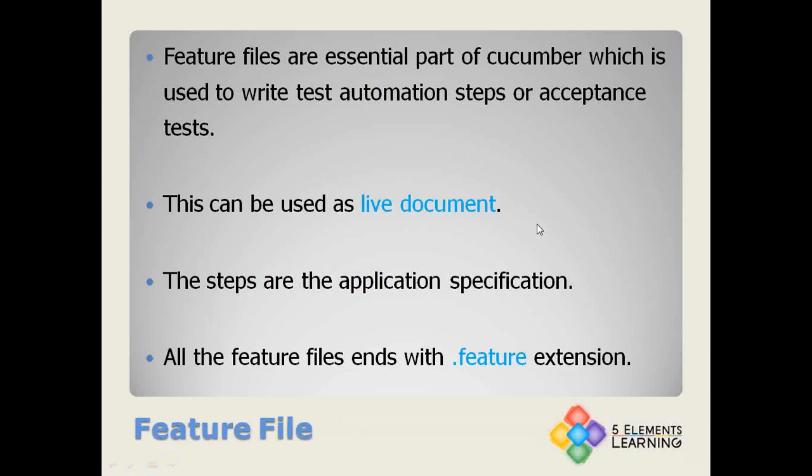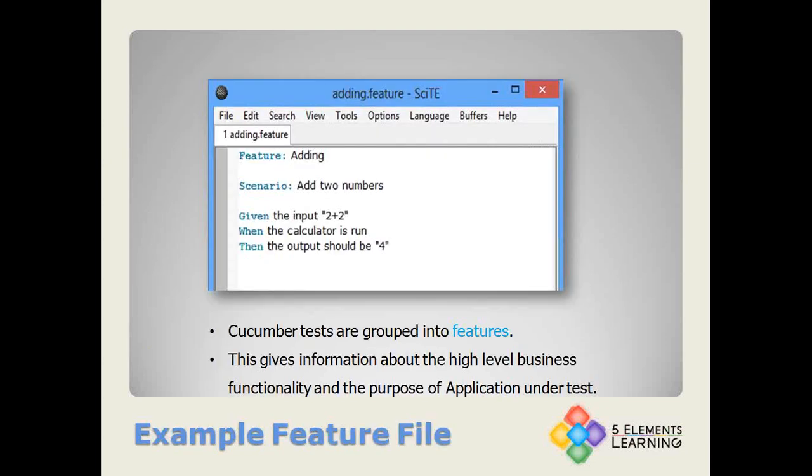Now, feature files are an essential part of Cucumber which are used to write automation steps or acceptance tests. It is basically a live document. And Cucumber provides us with a platform and tools to be shared across different stakeholders. The feature files which are generated can be consumed by any member of the stakeholder team like developer, tester, client, customer, stakeholders, management, etc. And all the feature files which are created end with a dot feature extension.